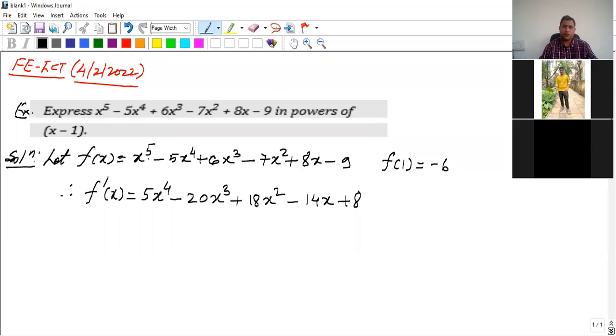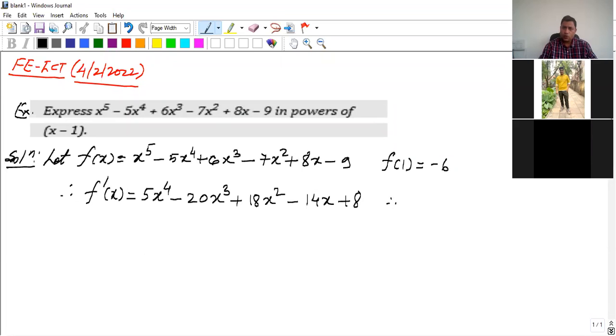So here the derivative of x raised to n is going to be n into x raised to n minus 1. So this 5 will come down, power will be reduced by 1, and this will happen in each case. Here this 4 will come down, already we have 5, so it will become 20. This 3 will come down, already we have 6, so it will become 18. This 2 will come down, and we have already 7, so it will become 14. This 8 remains as it is.